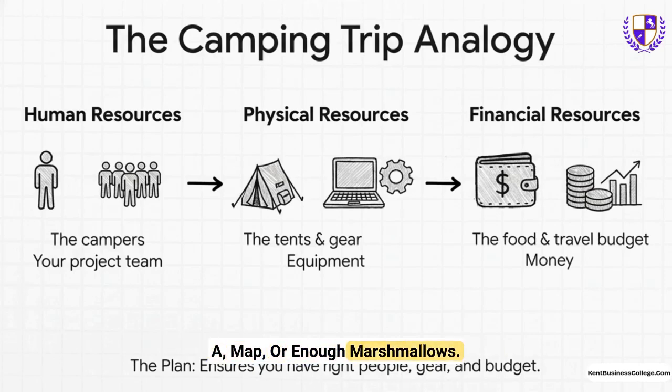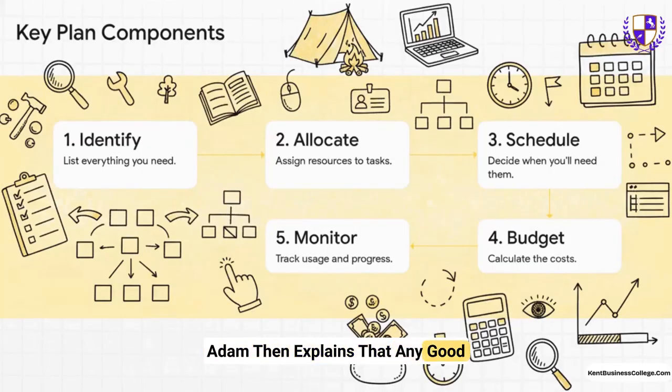map, or enough marshmallows. Adam then explains that any good plan, whether it's for camping or a huge marketing campaign, follows 5 basic steps. First, you identify everything you need. Then you allocate it. Then you schedule when you'll need it, budget for it, and finally, you monitor it all to make sure everything's on track.